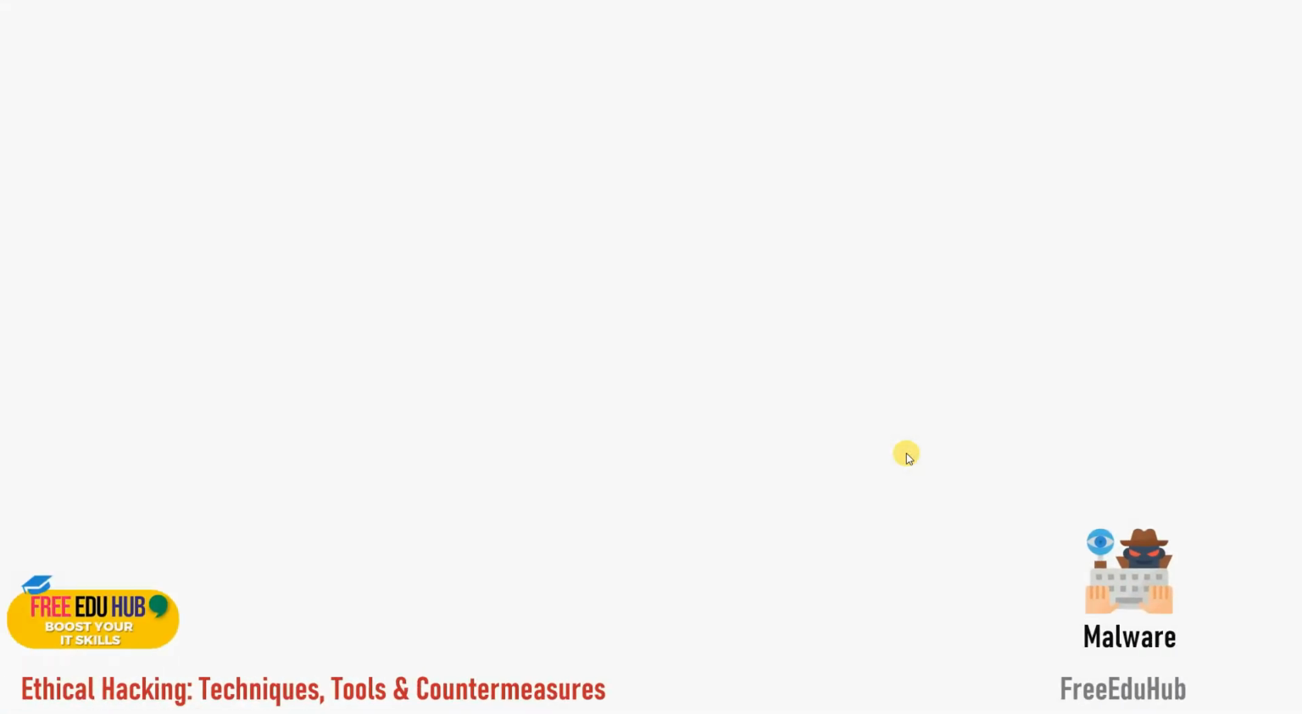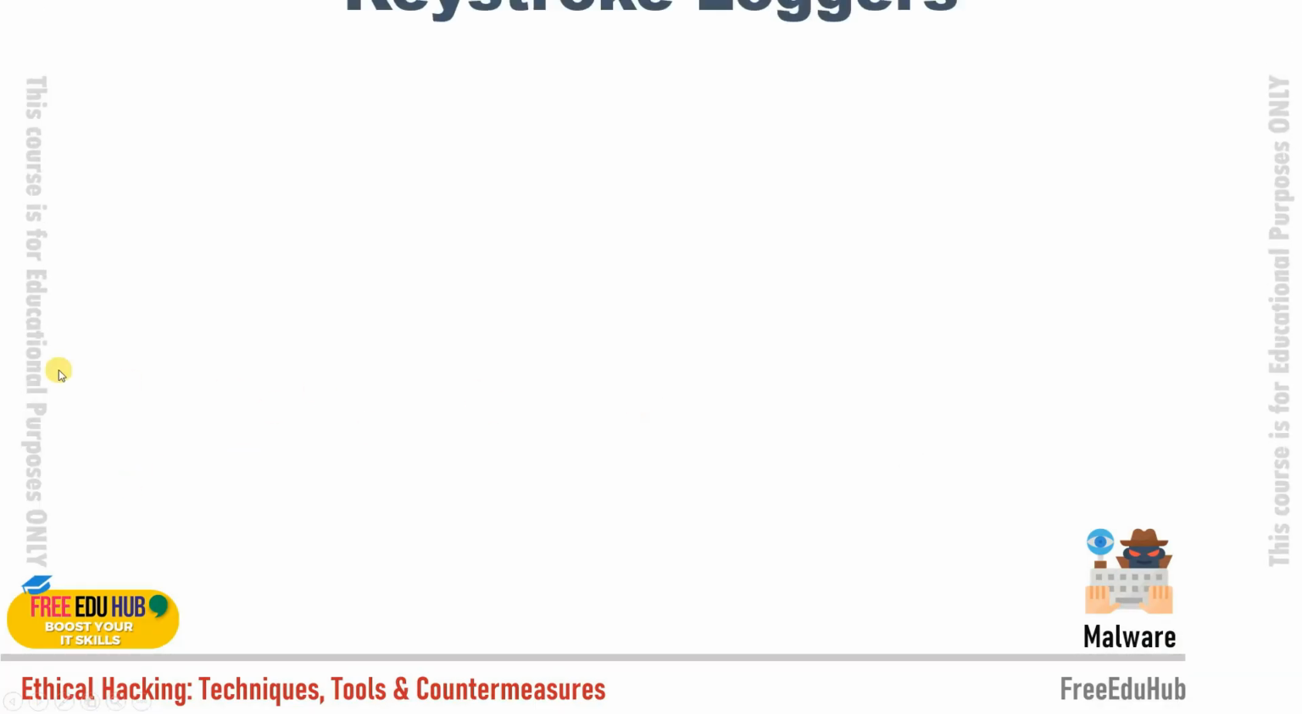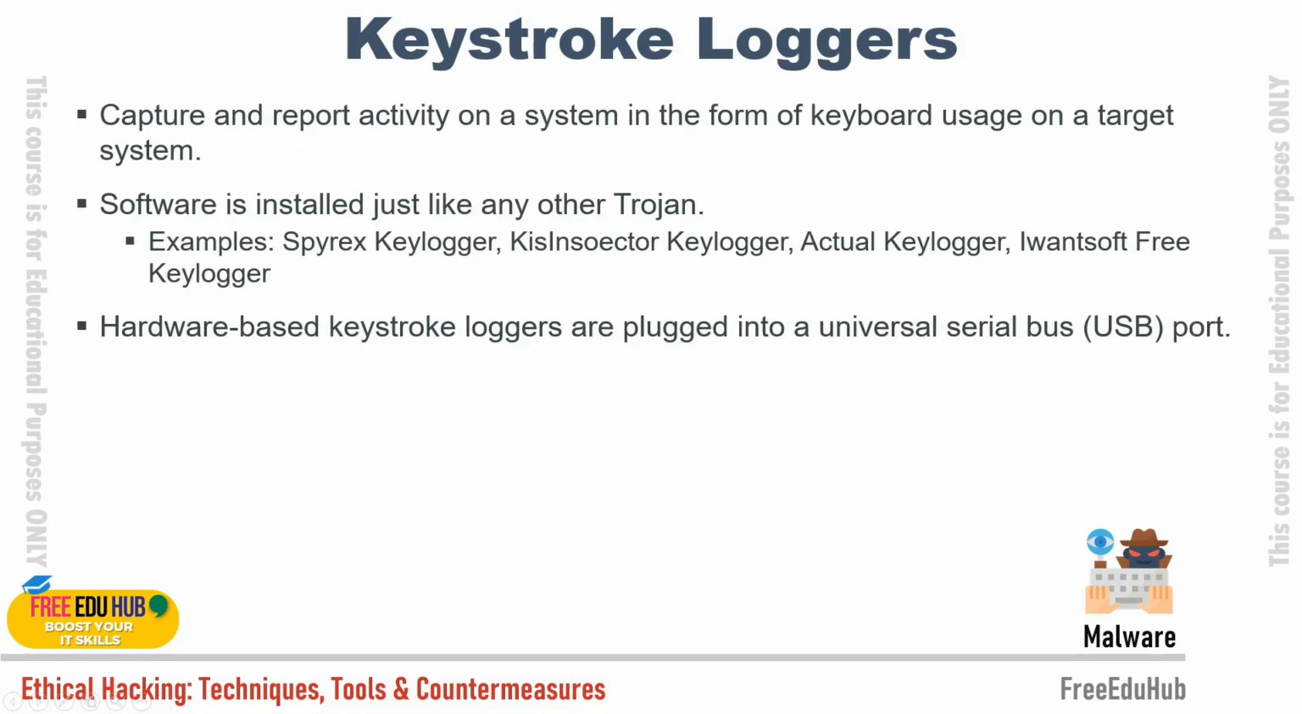Now the next thing on the list is keystroke loggers. Keystroke loggers can capture and report the activity of keyboard usage on a target system, so they keep track of all the keys which are pressed. There are different software programs installed, like Spyrex keylogger, and there are lots of other keyloggers available. Some are free and some are smart enough to hide their identity on the computer. Hardware-based keystroke loggers are plugged into a universal serial bus, or USB, port on the computer, and they keep track of all the keys which are pressed on the computer.